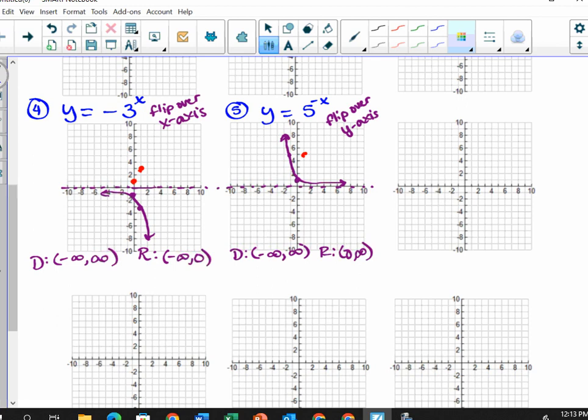Okay, so that is most of the types of transformations that can happen, okay? We did them all individually. We're now going to put some of those together and see how you guys do when we have multiple transformations happening. Any questions so far? Okay, all right. Let's do negative 4 to the x plus 3, and then minus 2 out here.